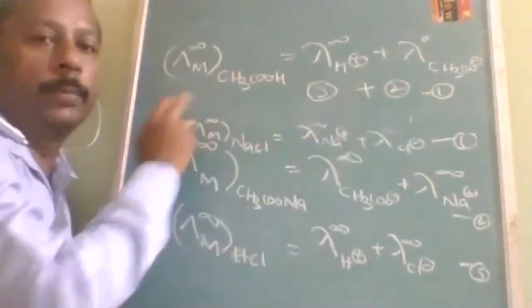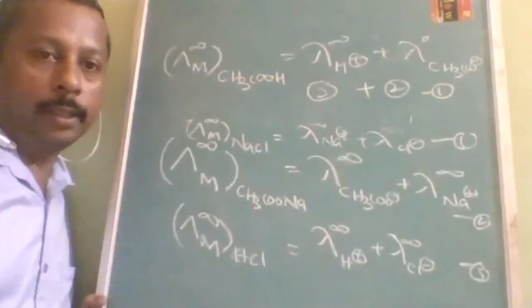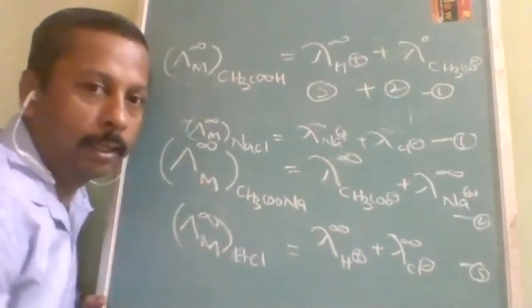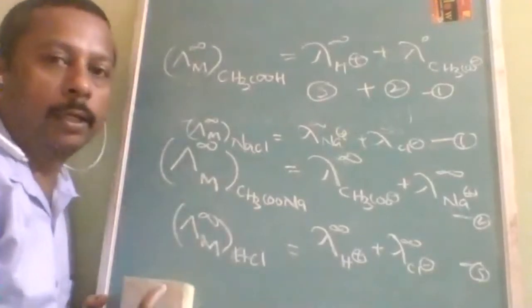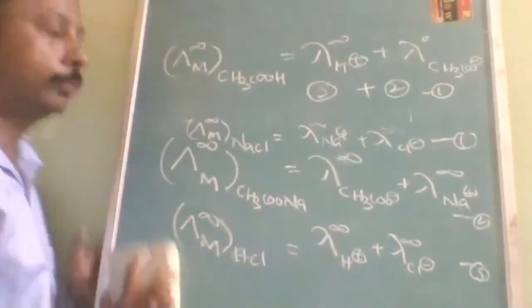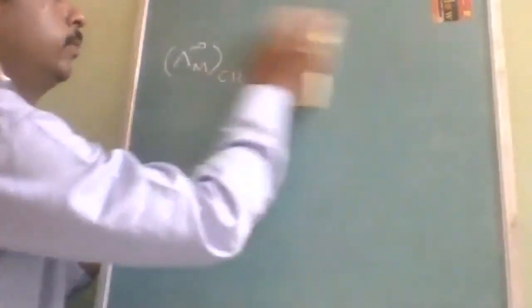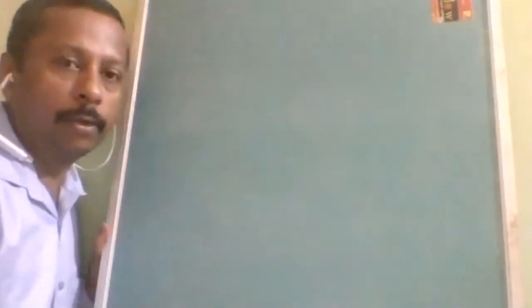Ultimately, what am I getting? The molar conductivity of the weak electrolyte. Is it understood? So this is the first application of Kohlrausch's law. It is used to find out the molar conductivity of a weak electrolyte at infinite dilution. Okay.